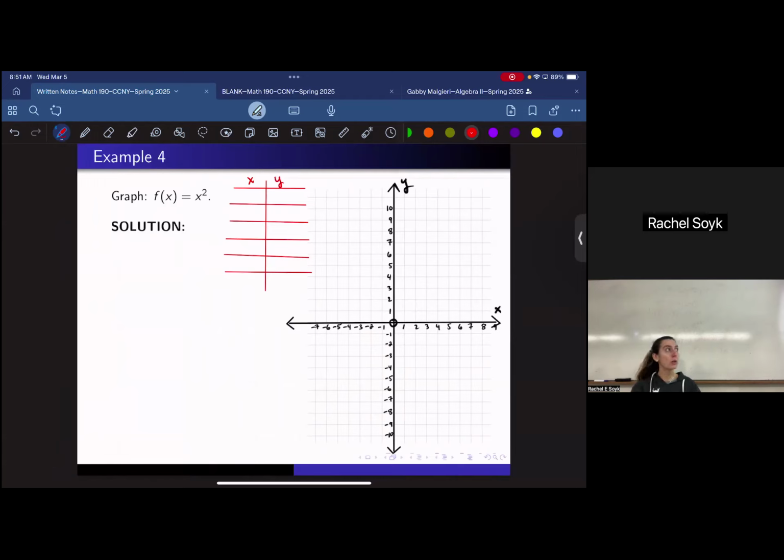Example 4, we're now jumping into a higher degree. Our exponent is now 2, and these are known as quadratic functions. This is our famous quadratic function.